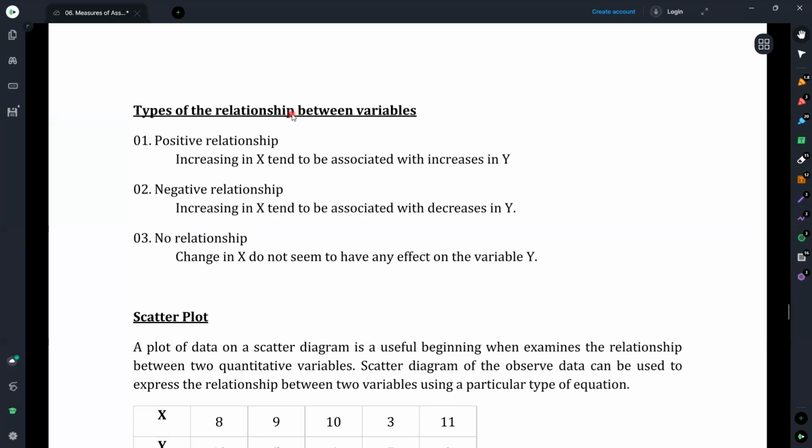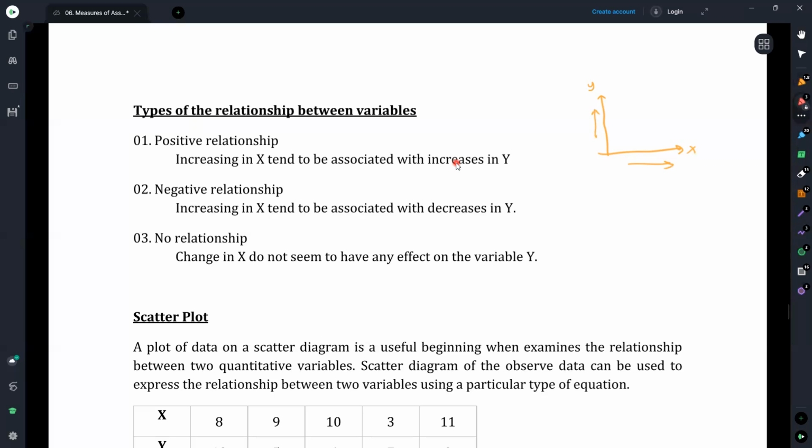Therefore, if you consider the relationship between the variables, basically we can categorize it into three types of relationships. Number one, the first one, is the positive relationship among the variables. It implies that an increase in x can be associated with an increase in y. Suppose you have an x variable and a y variable. As x increases, the variable y will also increase in the y direction.